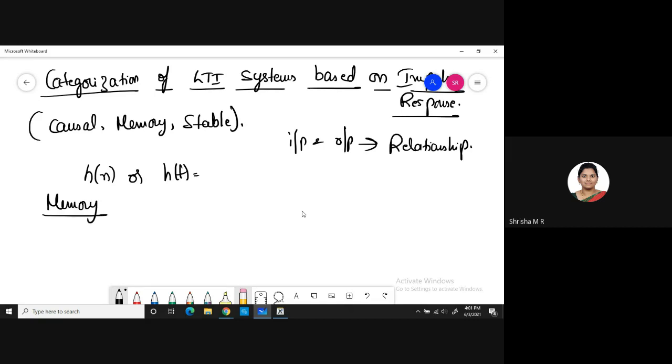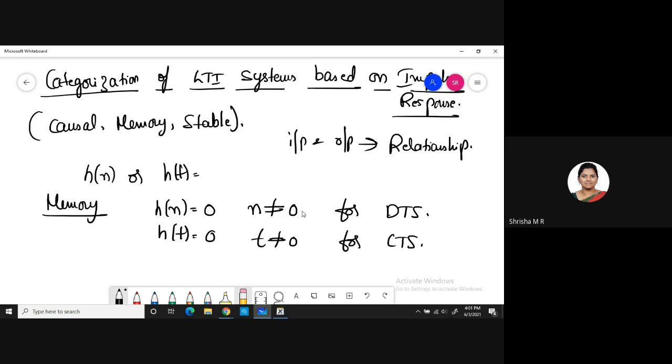So a system is said to be memoryless if the impulse response satisfies this condition. So h of n is equal to 0 for n not equal to 0 for discrete time signals, okay, or h of t is equal to 0 for t not equal to 0 for continuous time signals. Okay, so if these two conditions are satisfied, the system is memoryless.